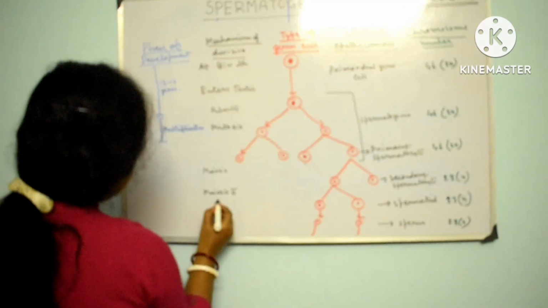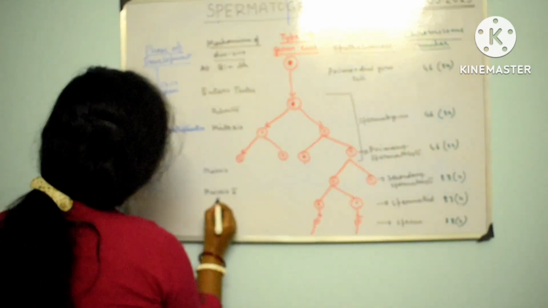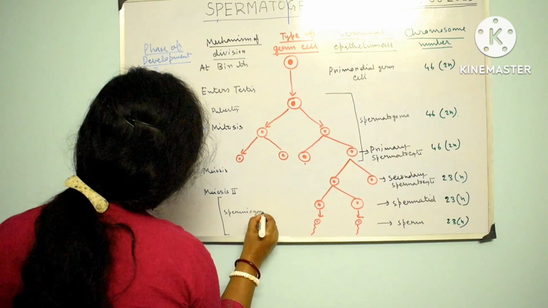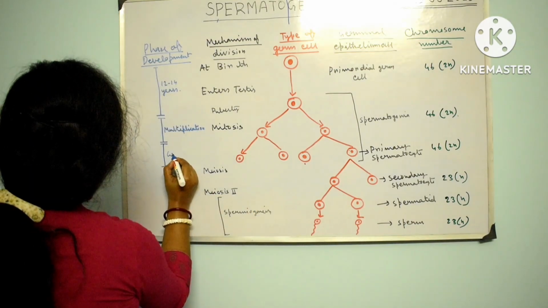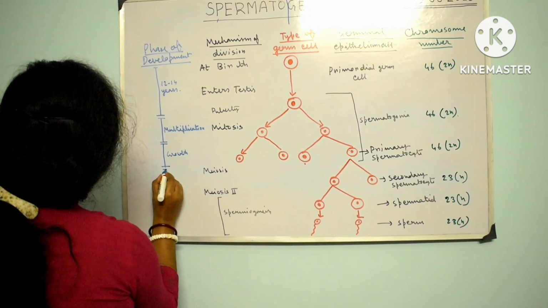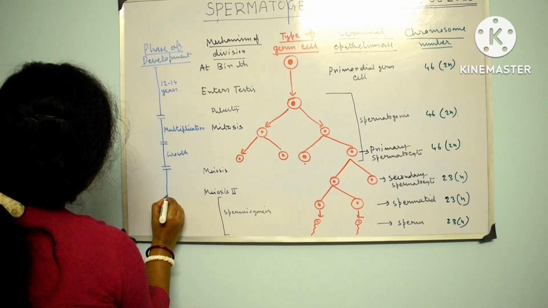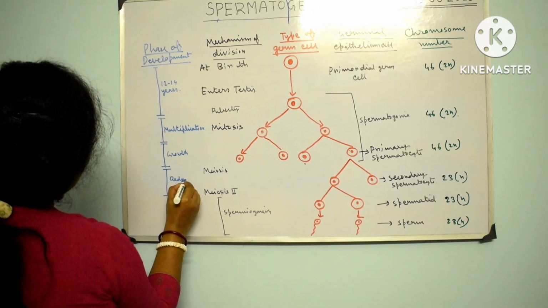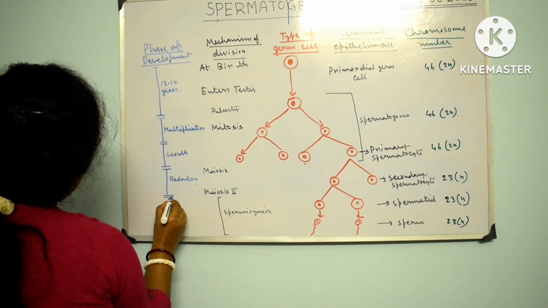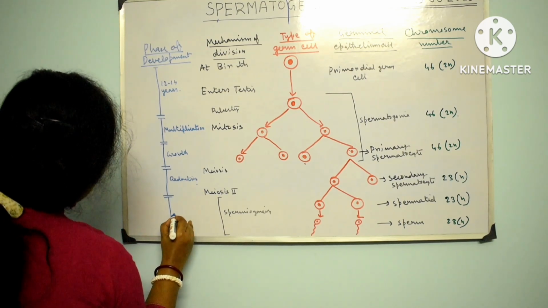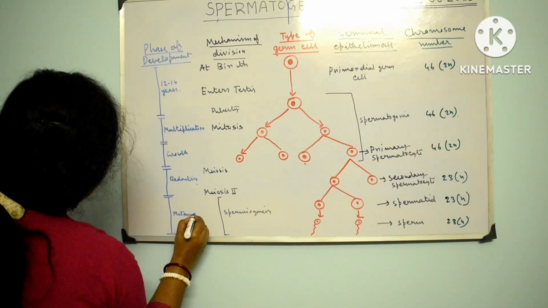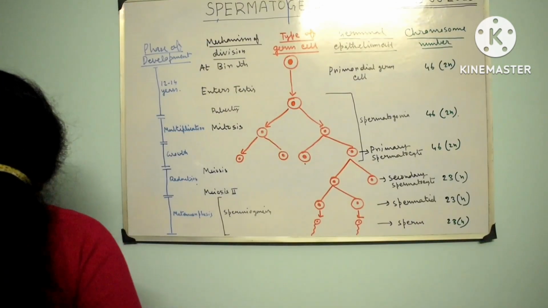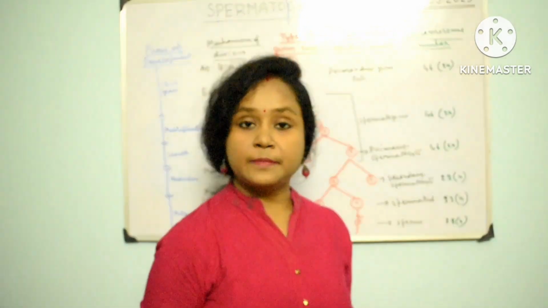And this one is known as spermatogenesis, growth, and from here meiosis occurs, meaning reduction of chromosome number, and here metamorphosis. So this is the whole process of spermatogenesis.